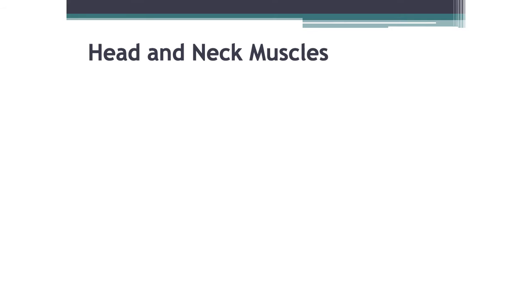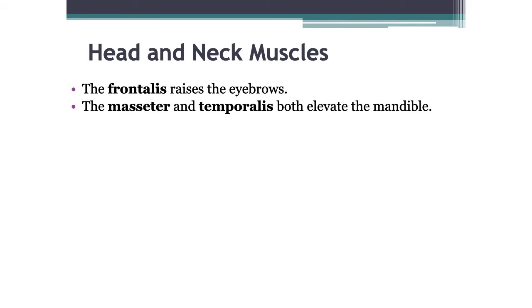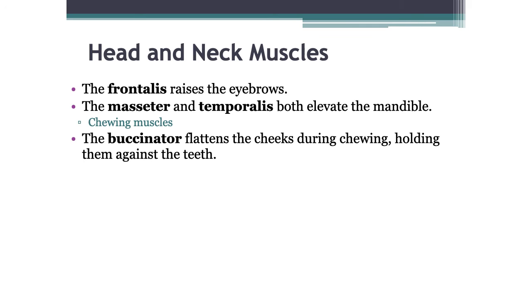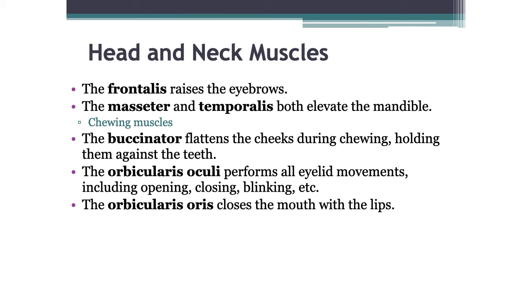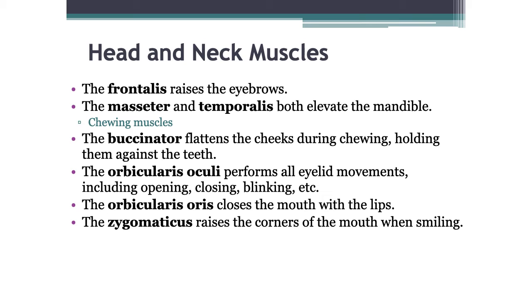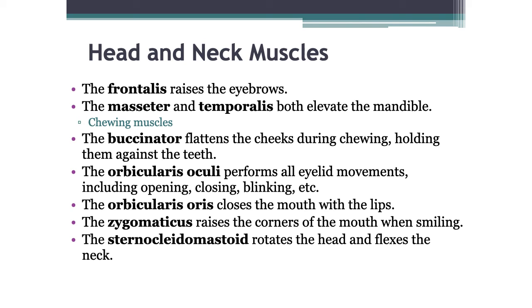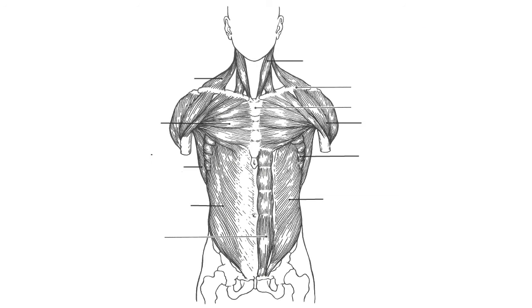All right. Head and neck muscles. Frontalis raises the eyebrow. Masseter and the temporalis elevate the mandible. Flatten the cheeks. Move the eye for blinking. Closes the mouth with the lips. Raises the corner of the mouth when smiling. Rotates the head and flexes the neck. So we see these right here.